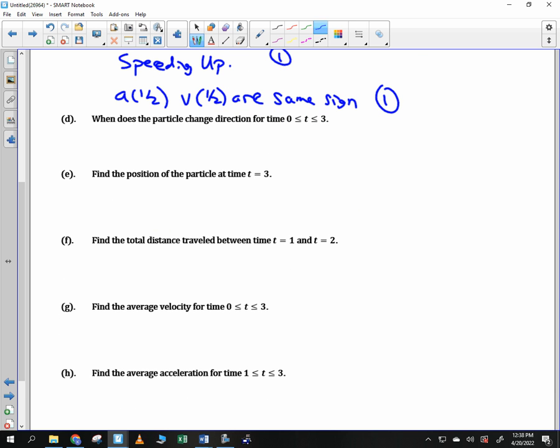Okay, part D. When does the particle change direction? You're considering v prime. I'm sorry, you're looking for v of t to change sign at time equal to 1.701. It changes from negative to positive at time equals 1.701. If you guys see that I did something differently, if you think I didn't get the right answer, let me know. I just pulled this straight out from last year, so I'm just trusting I did everything right.